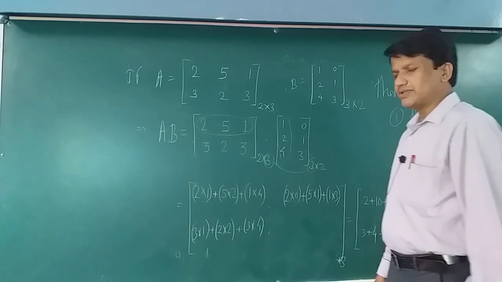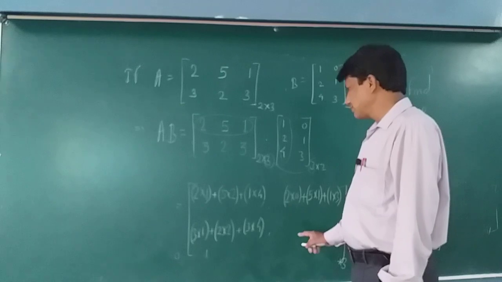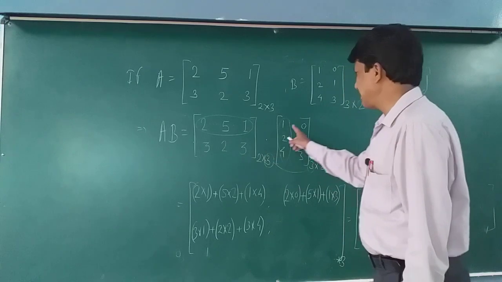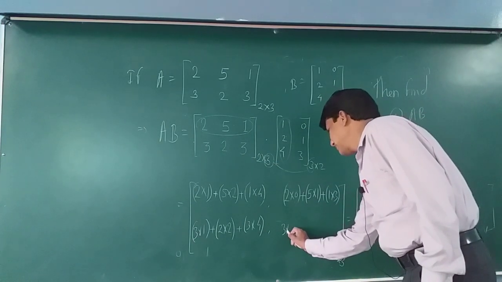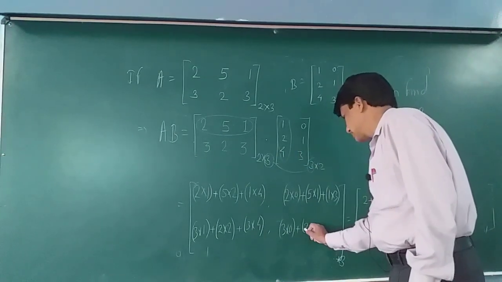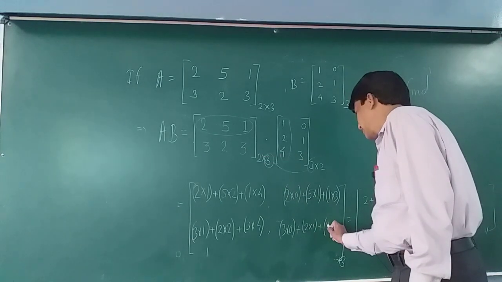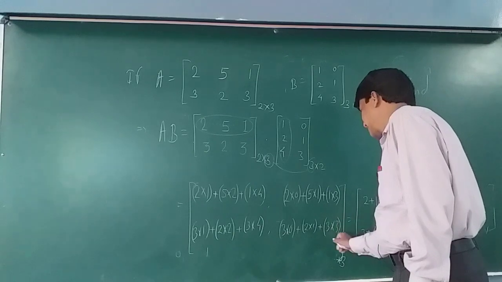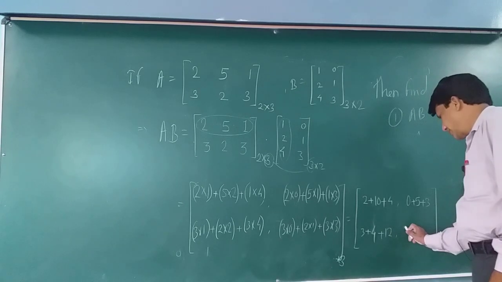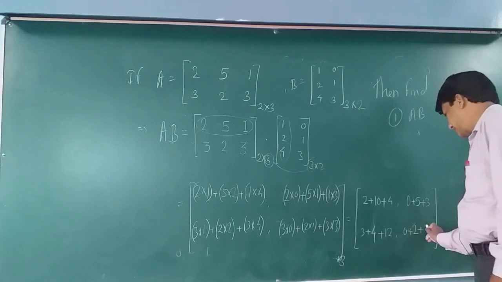Okay, now it remains to find the answer at this position. Means the same row with the second column. 3 multiply by 0. Keep it in this bracket. Plus 2 multiply by 1. Third, 3 multiply by 3. So what will the answer be here? 3 multiply by 0, 0, plus 2, plus 9.